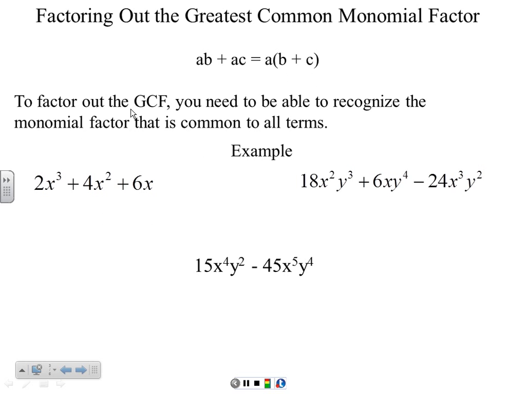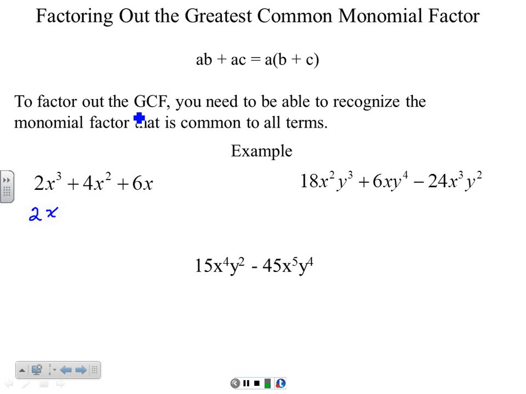To factor out the greatest common factor, you need to be able to recognize the monomial factor that is in common to all terms. So let's look at these 3. This one on the left says 2x to the third plus 4x squared plus 6x. I can see that there is a 2 that will go into each one of those terms, so that's part of the greatest common factor. I can also see that there is at least one x in common with all 3 of those terms.